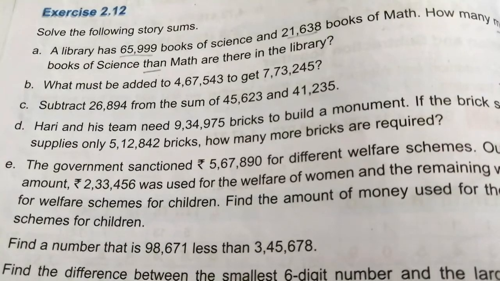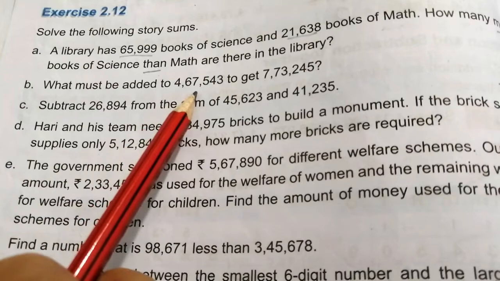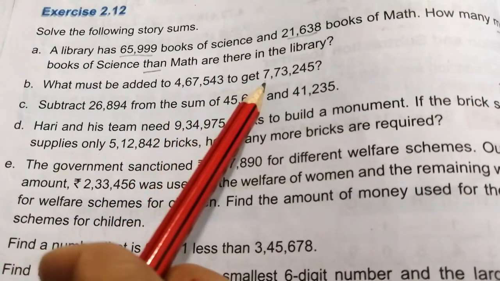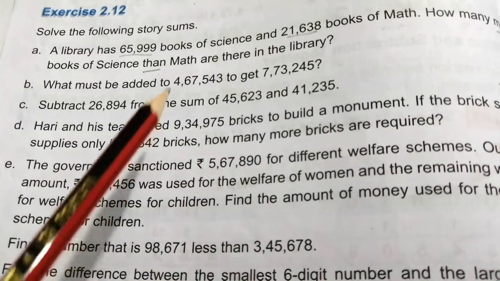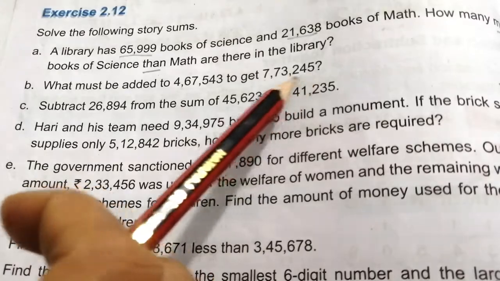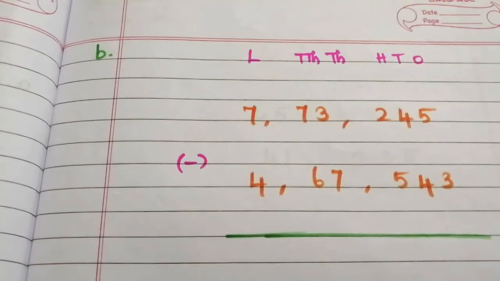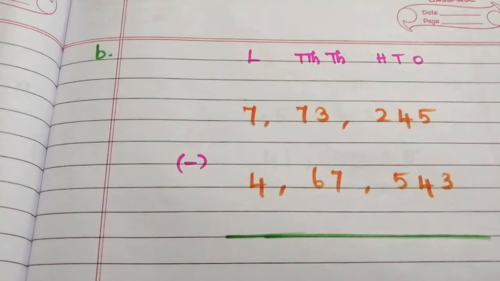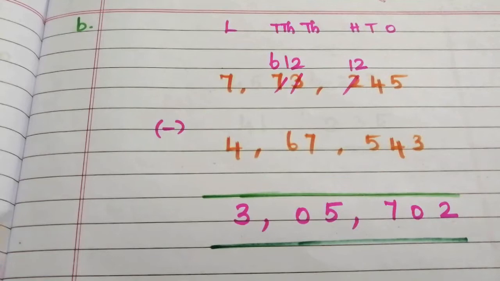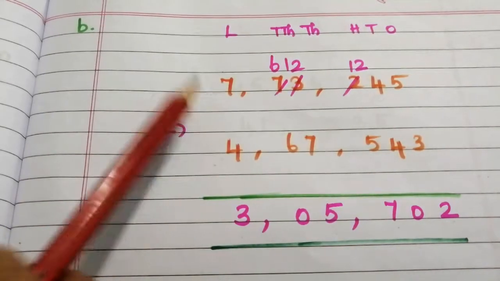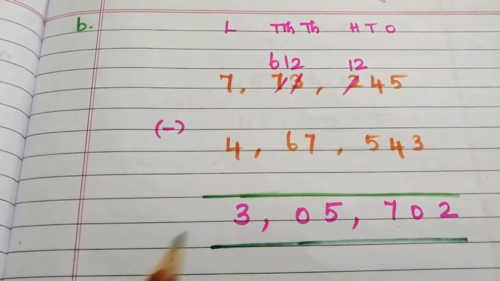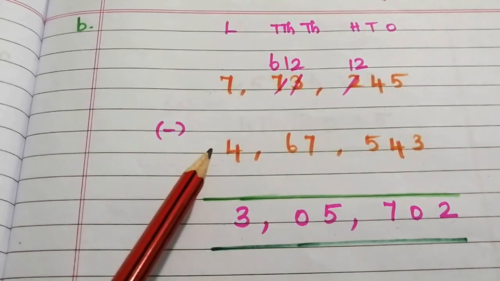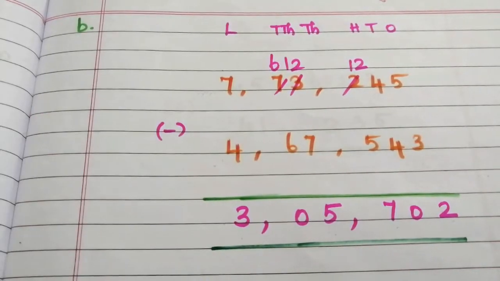And problem B, what must be added to 4,67,543 to get 7,73,245? So we have to subtract the smaller number from the greater number. First we have to write both the numbers vertically. Then we have to start subtraction from ones place. So after subtracting this from this, we get 3,05,702. So this must be added to this to get this number.